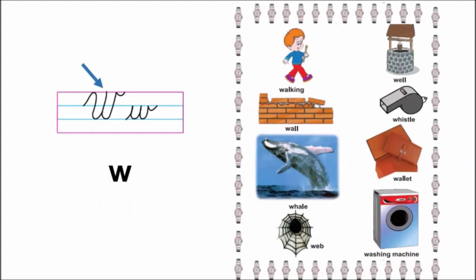Children, look at the arrow. This arrow is pointing at capital cursive W. And this is lowercase w in cursive. And this is print w. And the sound of w is w.